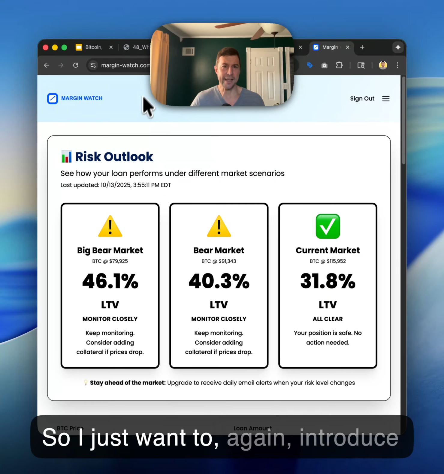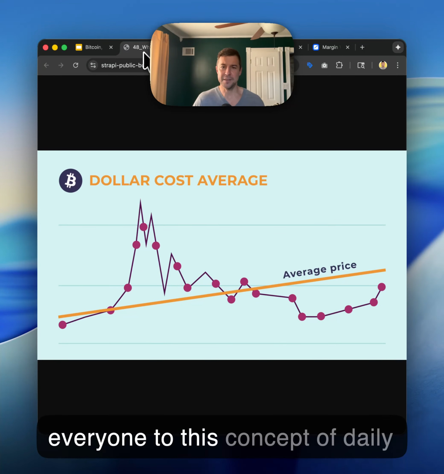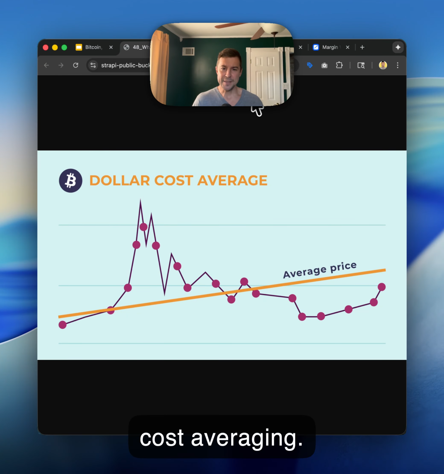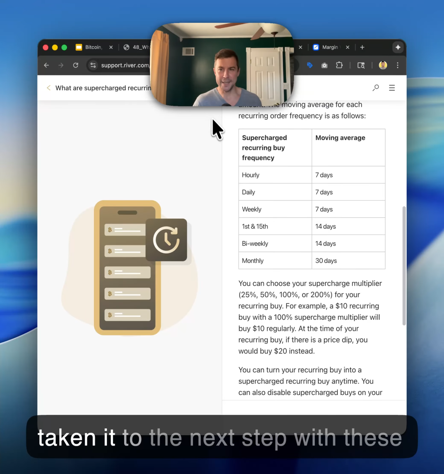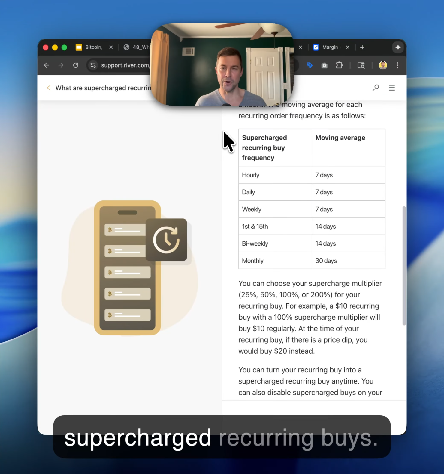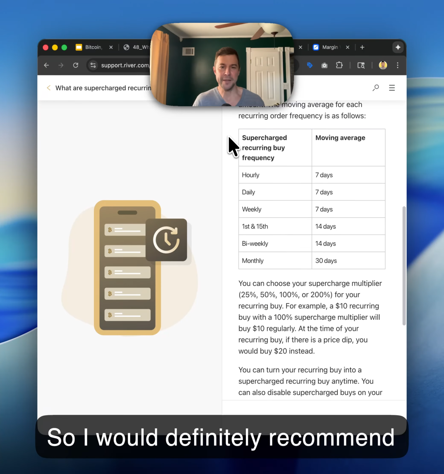So I just wanted to, again, introduce everyone to this concept of dollar cost averaging. This is pretty straightforward and well known, but River has really taken it to the next step with these supercharged recurring buys. So I would definitely recommend checking that out.